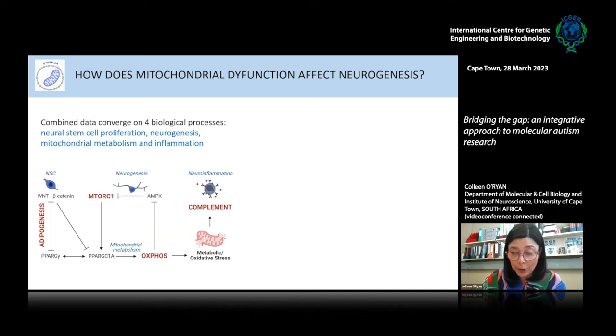We did some protein-protein interactions, some protein analyses. And we find this combined data set converge on 4 biological processes. The first being neural cell proliferation, neurogenesis, neuroinflammation, and mitochondrial metabolism.